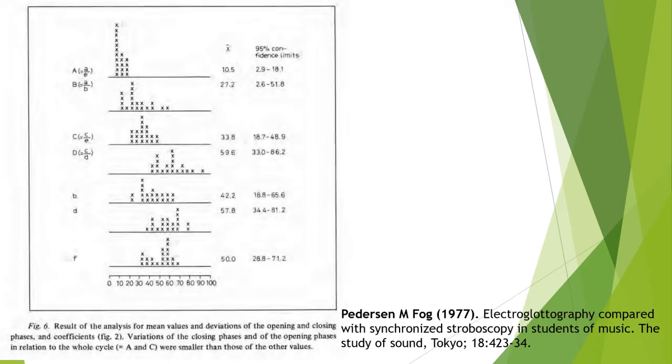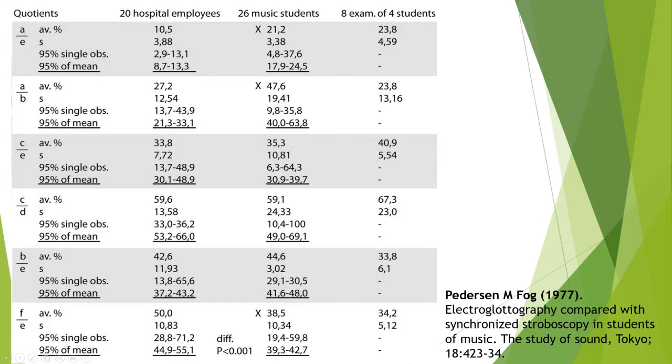In this figure, we show how we manually tried to differentiate the various parts of the duty cycle in time on electroglottography. In this picture, we show a comparison on the electroglottography of 20 hospital employees compared with 26 music students. It's very clear that the A is bigger in the music students, but in the music students, the A in relation to B is bigger. A is where the closure begins on the drawing till the maximum closure.